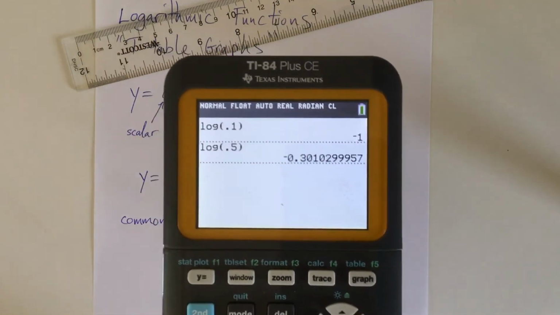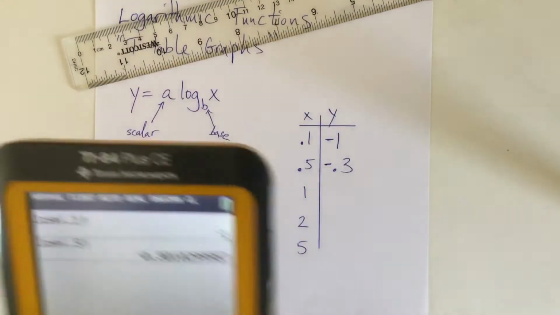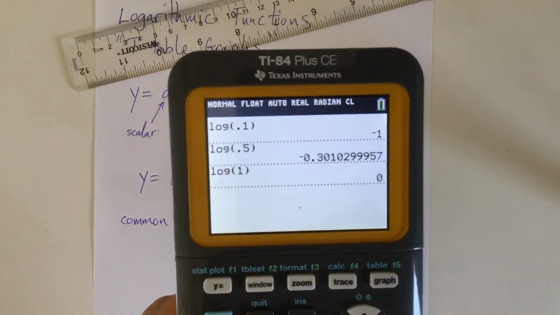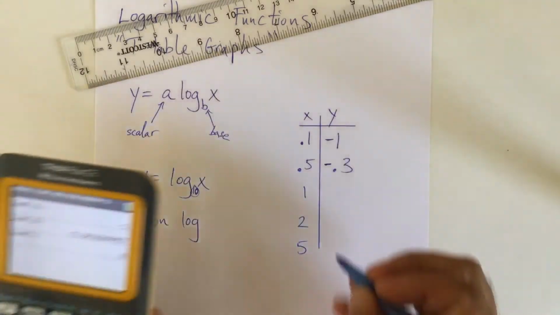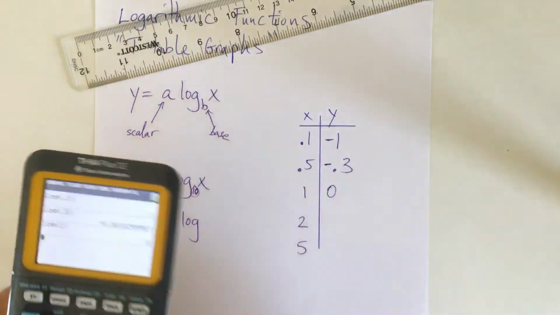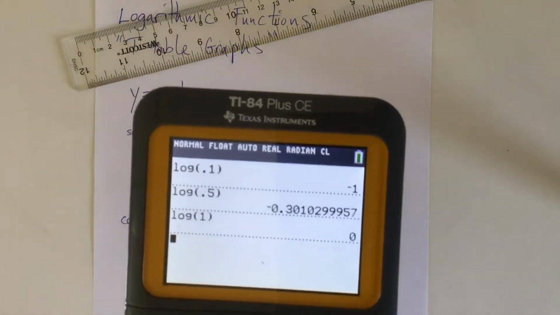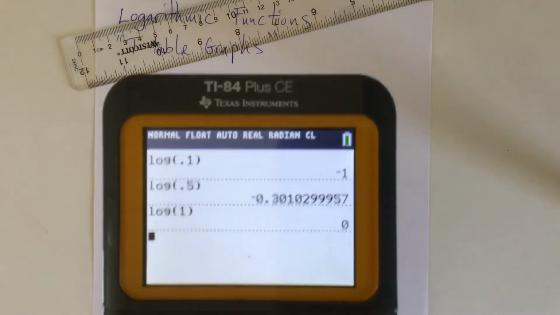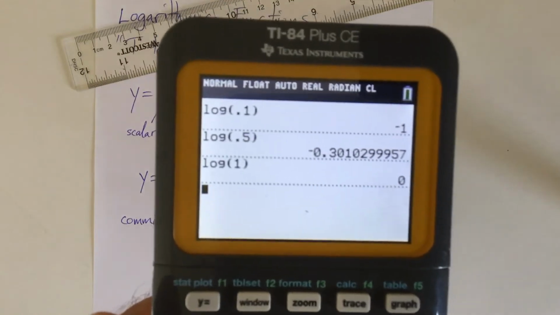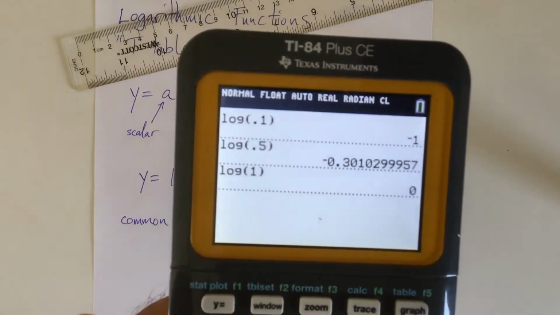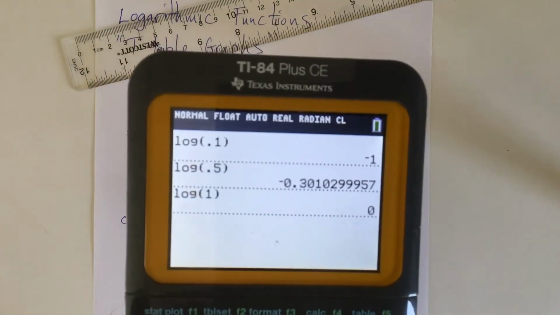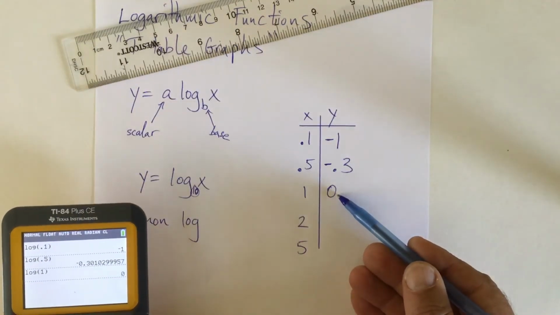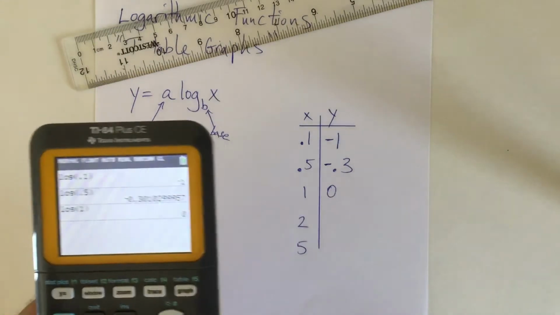Now, log of 1. The log of 1 is always 0. Bam! It's always 0, forever and ever true. Your calculator will never lie to you about that. But since it's always the same answer, I just write down 0 and don't even use my calculator for that.